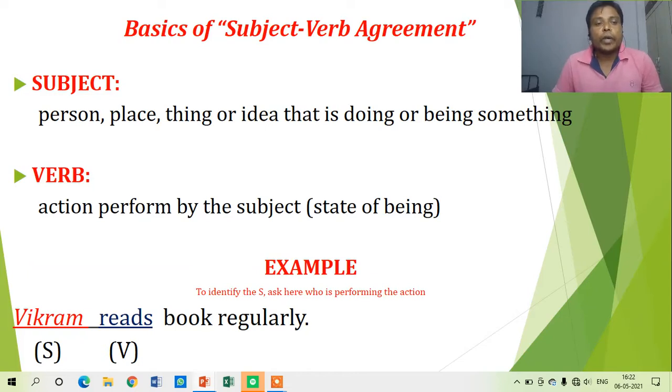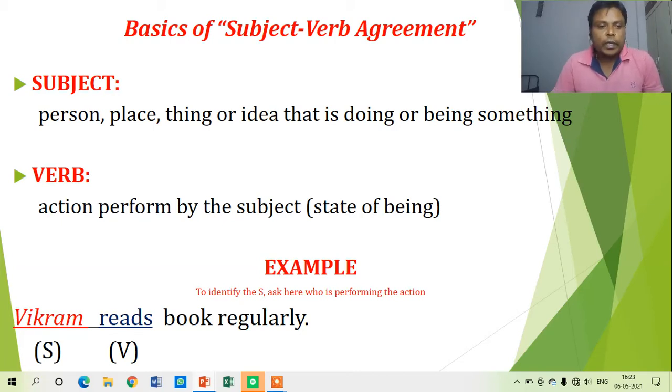So we have to identify subject and verb. Let us discuss an example to identify the subject. Here just ask who is performing the action. This is the example: Vikram reads book regularly. Here when we ask who is performing, Vikram is performing. So the person who is performing, Vikram, is the subject in this sentence. After identifying the subject, now just ask what Vikram is performing.